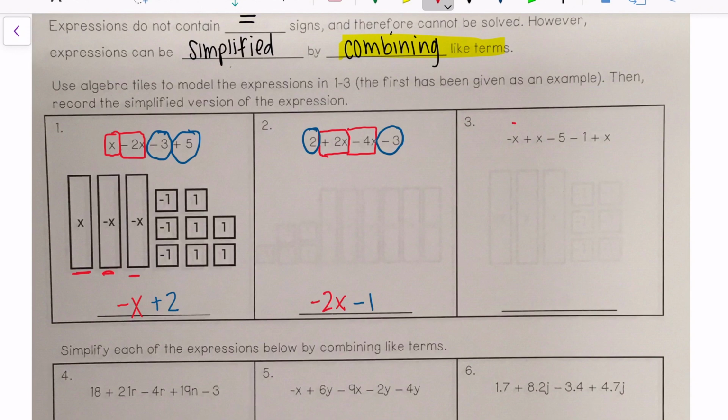All right, so let's go ahead and look at this last one here. I'm going to put a box around my x's. I have 2 positives and 1 negative, and put together, I'm going to have a positive x. And then let's put a circle around my constants. I have a negative 5 and a negative 1, and those put together, I have a negative 6.